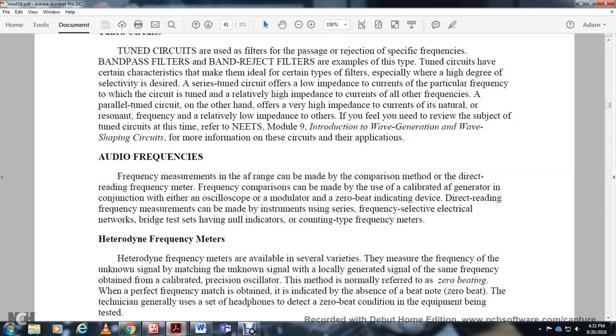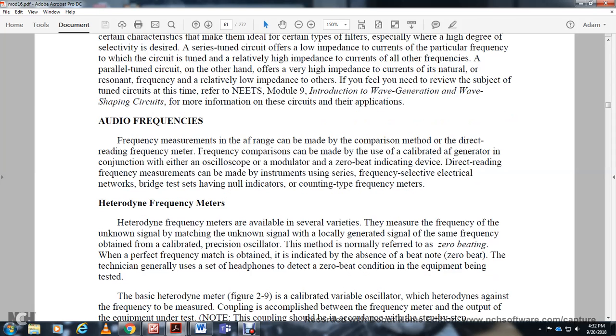Audio frequencies. Frequency measurements in the audio frequency range can be made with a direct reading frequency meter, and frequency comparison can be made with the use of a calibrated generator in conjunction with an oscillator, with a zero beat indicating the frequency. Frequency measurements can also be made with instruments such as frequency selective electrical networks, bridge testing sets that have null indications, and counting type frequency meters.